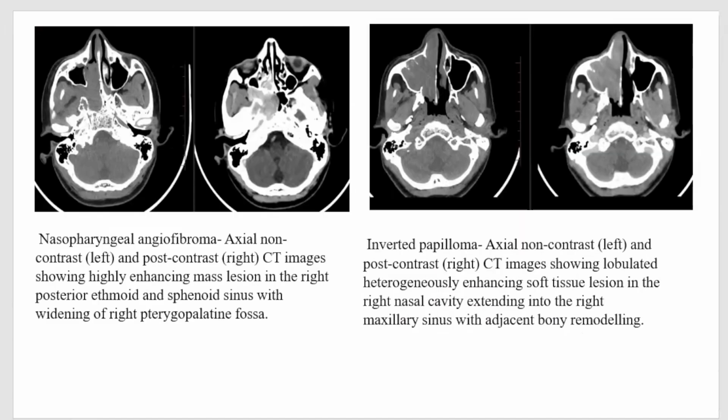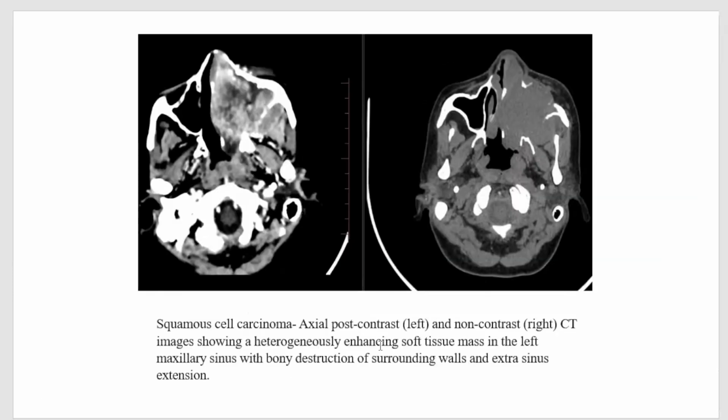And nasopharyngeal angiofibroma: axial non-contrast and post-contrast CT images showing an enhancing mass lesion in the right posterior ethmoid and sphenoid sinus with widening of the right pterygopalatine fossa is shown here. And inverted papilloma is shown extending to the maxillary sinus with adjacent bone involvement. And squamous cell carcinoma: axial post-contrast and non-contrast CT images showing a heterogeneously enhancing soft tissue mass in the left maxillary sinus with bony destruction and extra-sinus extension shown here.